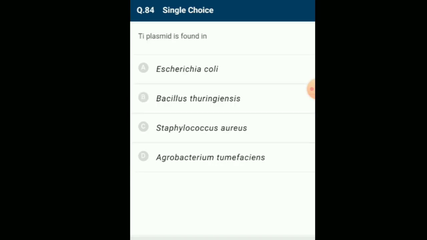Question number 84. Ti plasmid is found in. Ti plasmid of Agrobacterium is a natural gene transfer tool used by the bacteria to induce a tumor in the host plant. The Ti plasmid is used as a vector to transfer the gene of interest into the plant and develop transgenic plants. So the answer for this question is option D, Agrobacterium tumefaciens.